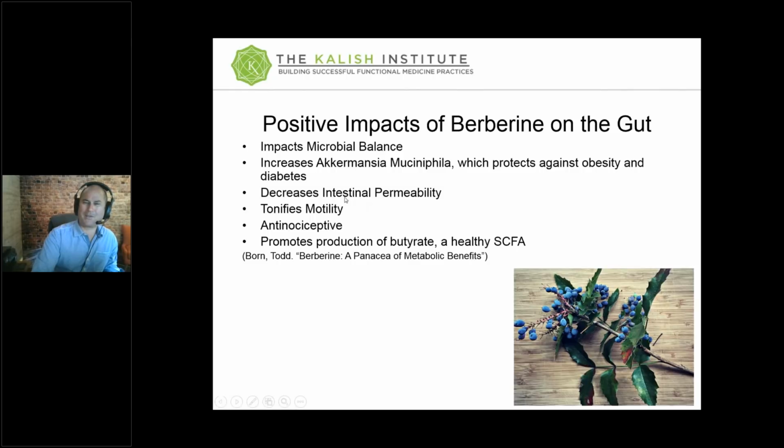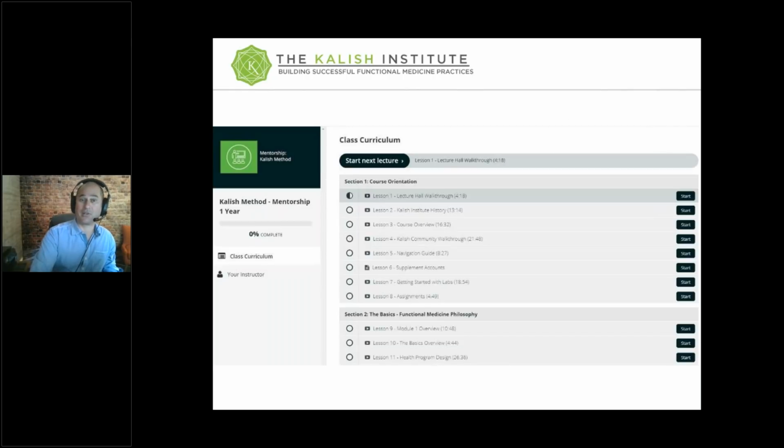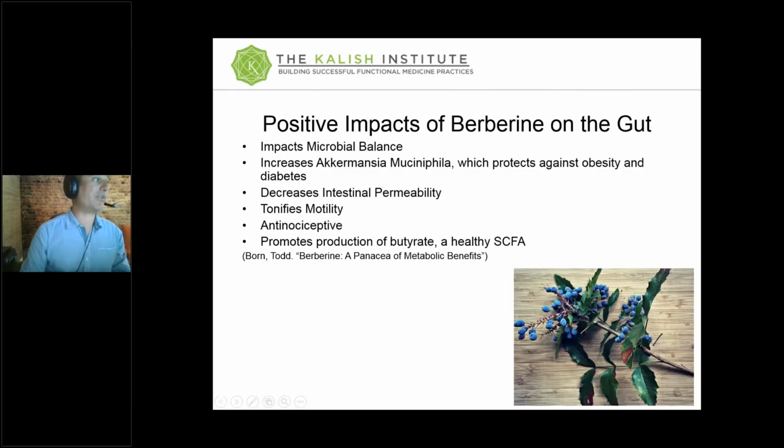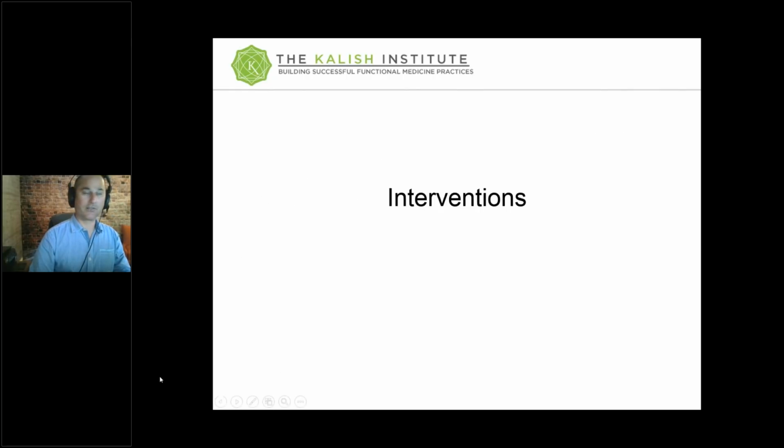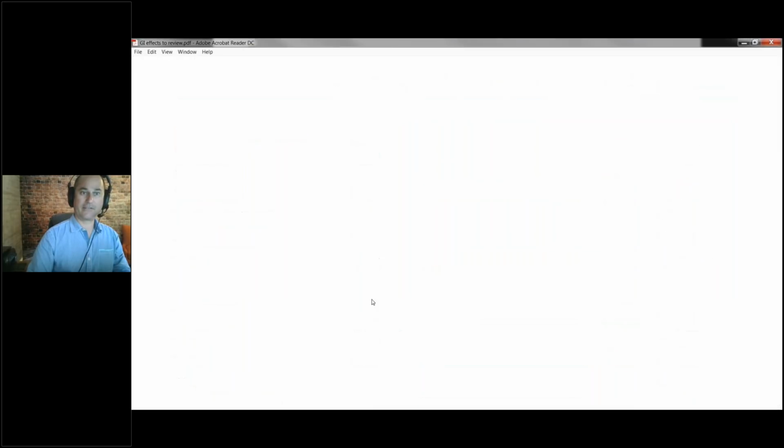I always used to think that it was antimicrobial, but maybe it's pro-microbial. Who knows what's really right? But anyways, it definitely helps the gut, and that's a really great product, something that I use routinely, almost every day, either berberine by itself or a combination product with berberine in it. Then I'm going to show you some other markers, and then let's look at some questions, for our section on interventions.